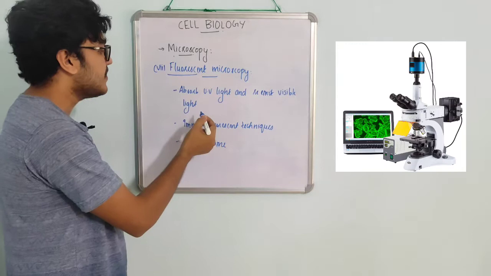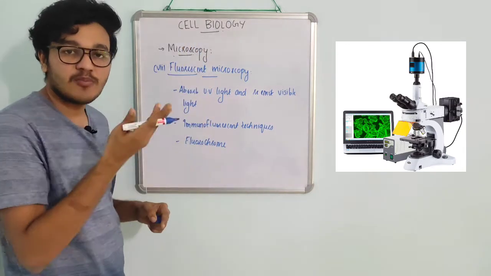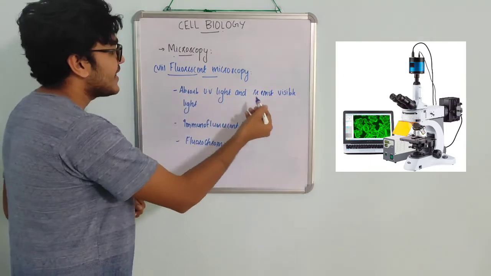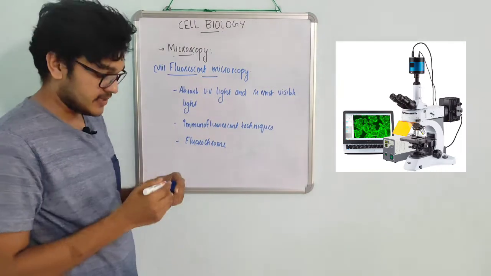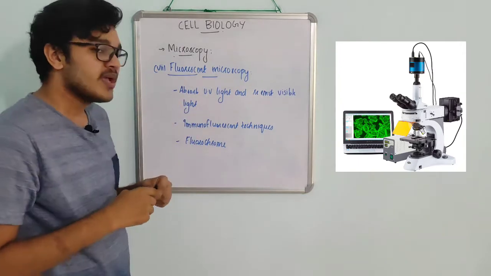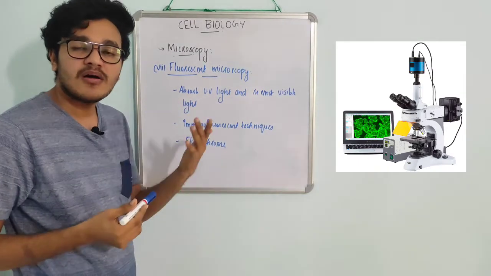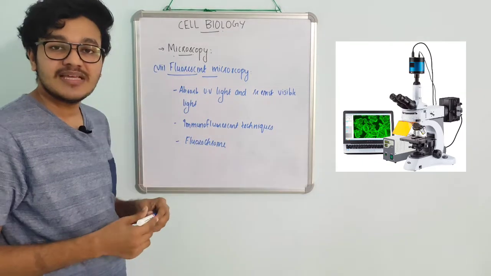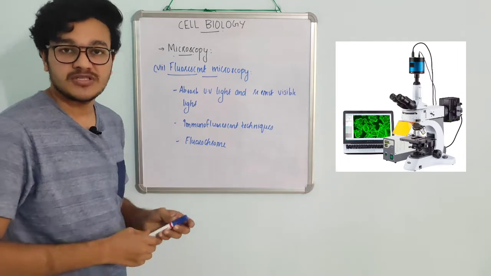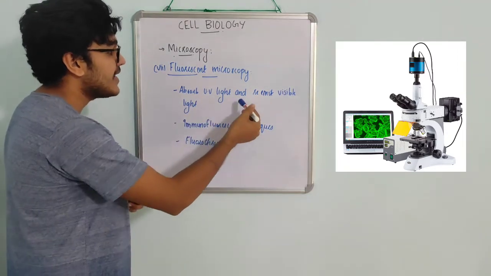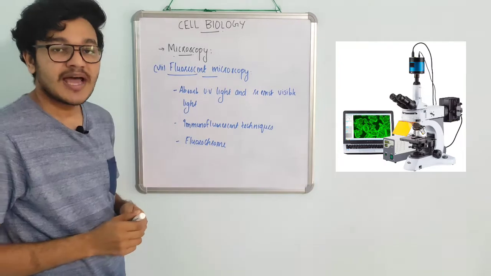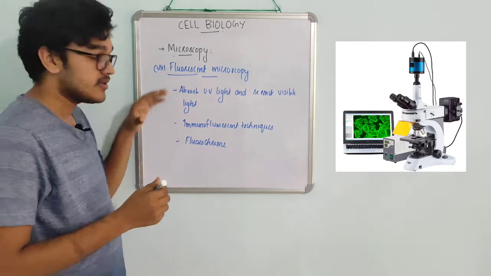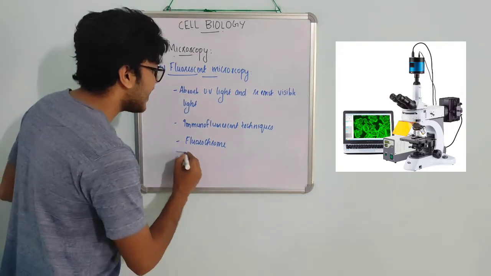So the principle is that certain chemical compounds absorb UV light and re-emit visible light which can be viewed through our eyes. That's the basic principle of the fluorescent microscope. But most biological specimens do not have this property. So we add certain chemical compounds which have the ability to absorb UV light and re-emit visible light. The substance that we add or tag to the biological specimen is known as a fluorochrome, that is, a dye.